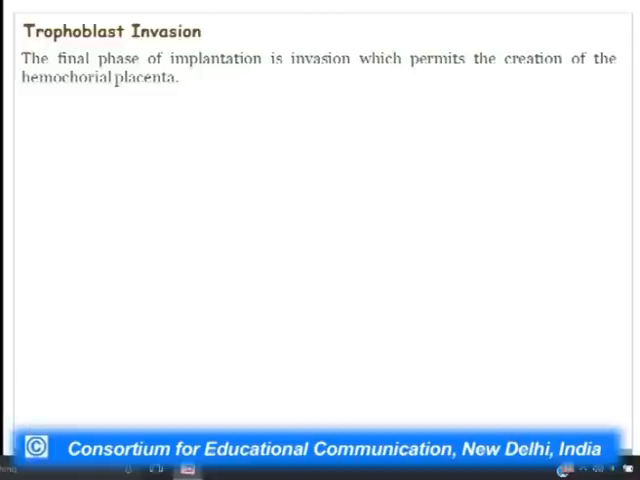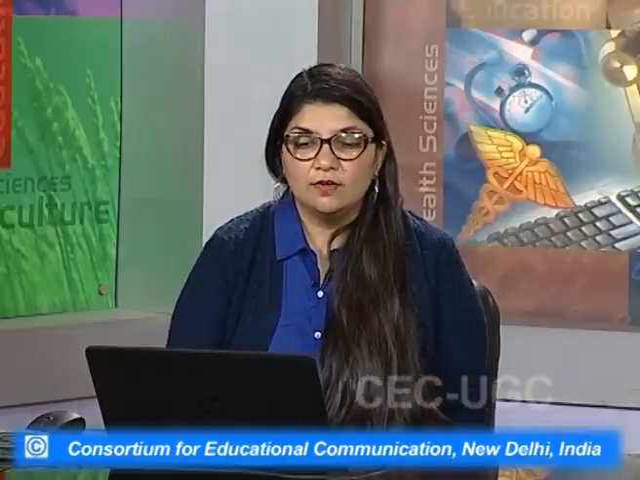The final phase of implantation is invasion, which permits the creation of the hemochorial placenta. We will talk about the various types of placenta in a subsequent session, but a hemochorial placenta is basically when there is an interdigitation and an intermingling of the blood vessels. A structure forms where the fetal membranes, fetal vessels and the maternal vessels lie next to each other, and therefore diffusion can take place. This structure is called the placenta.